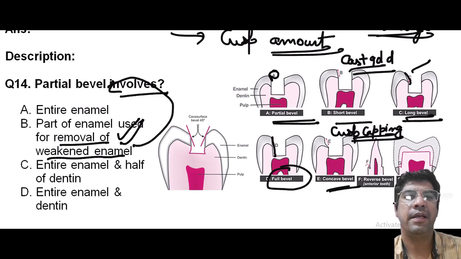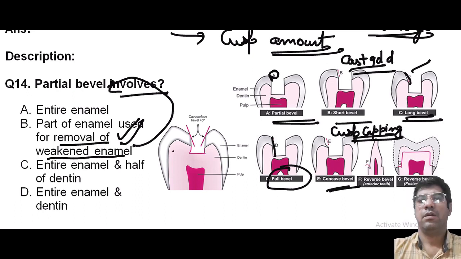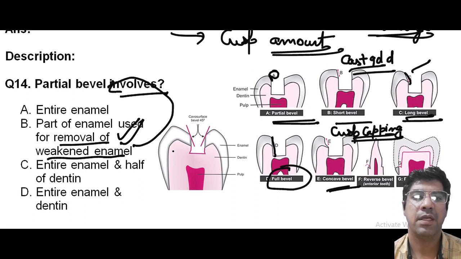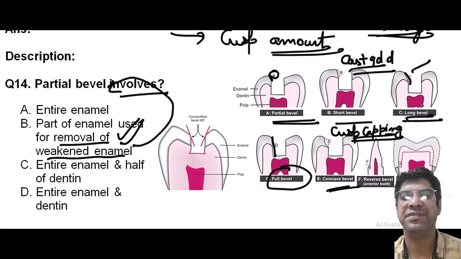So the partial bevel involves removing only a part of the enamel wall. They are not used in cast restoration. They are typically employed for purposes like preserving the weakened enamel at the margins. The long bevel involves removing all the enamel and approximately half of the dentinal wall. It is used in class 1 cavities, class 2 cavities, and class 2 preparation for cast restorations. These bevels help to preserve the resistance and retention form.